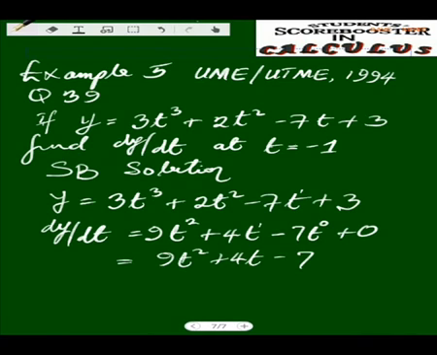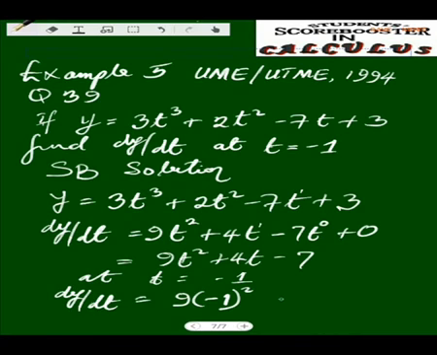7 times 1 is what? Is 7. So at t equals minus 1, dy dt is equal to 9 into minus 1 squared. So we are going to substitute minus 1 for every t that we have here, plus 4 into minus 1 minus 7.